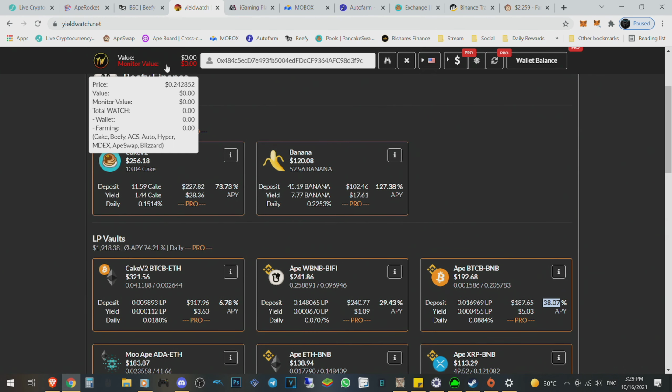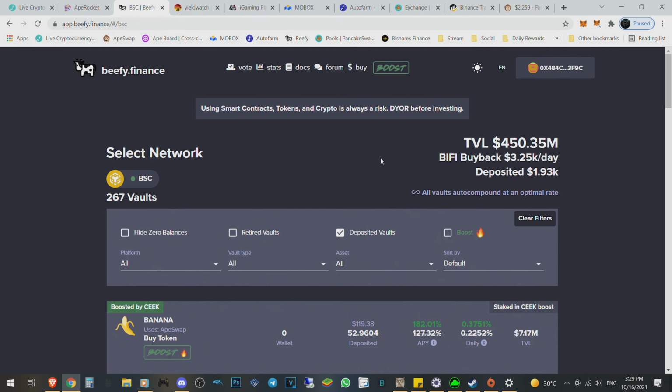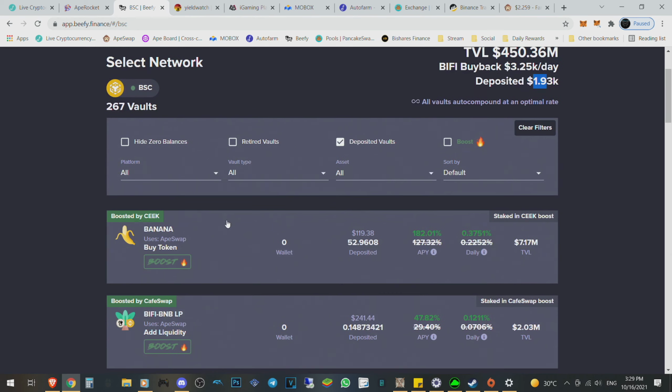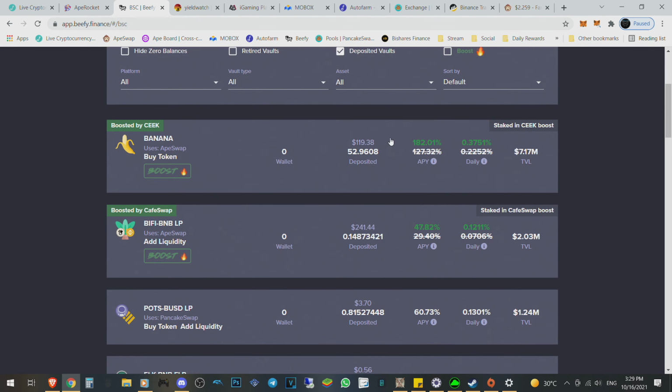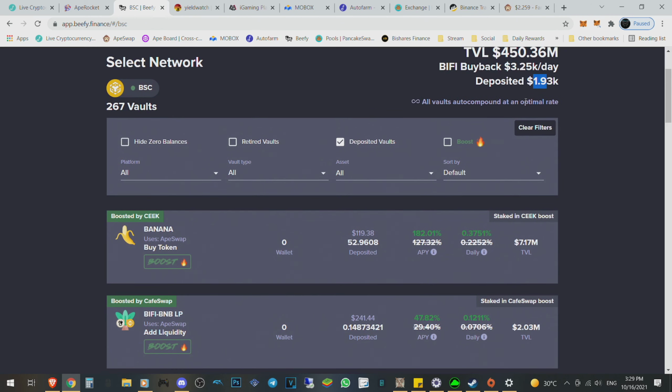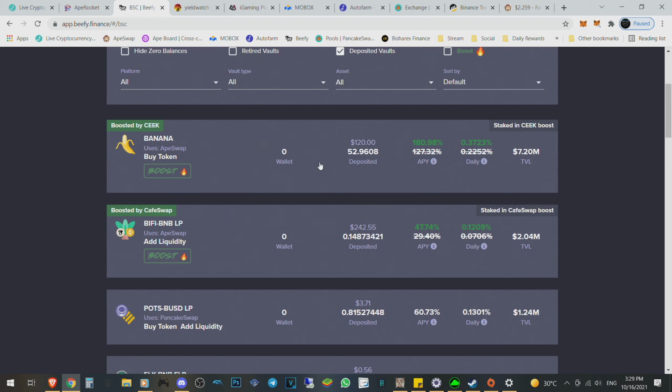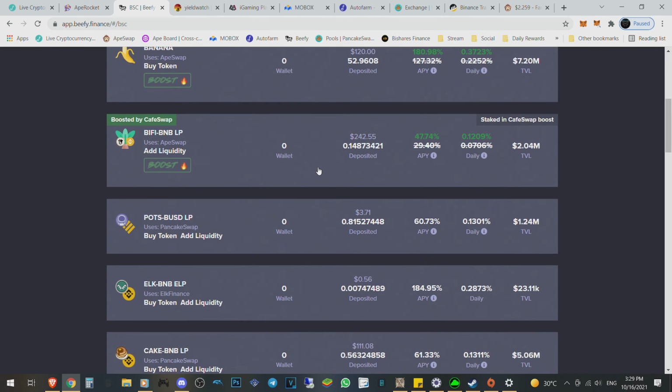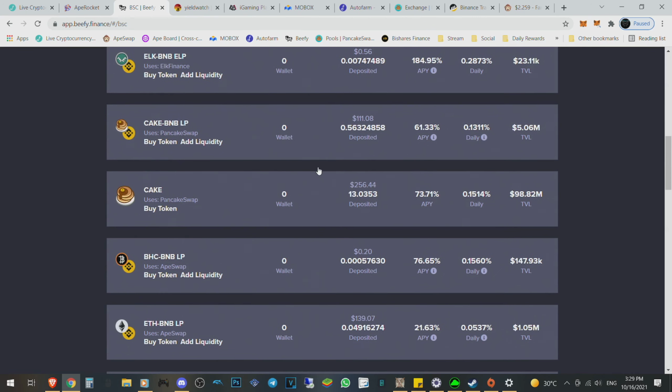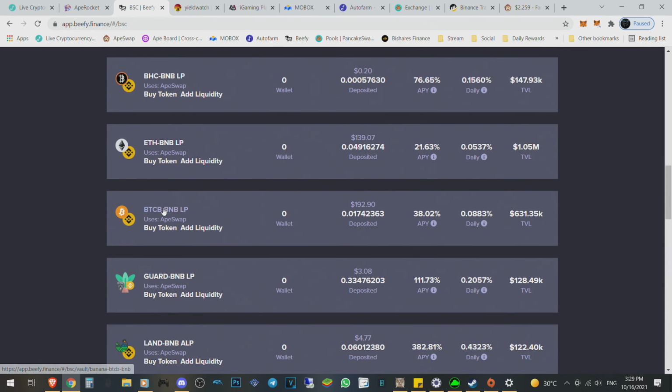So if we go to Beefy right now, you can see the number is way less here, and it's because we have two pools that we staked in that I showed you guys, these two right here. They do not add up, unfortunately, on the deposited amount here. So do not fall off your chair if you see your money went down. It's just because the boost doesn't always show the total amount that you have in. So right now, we're going to go more into Bitcoin BNB.